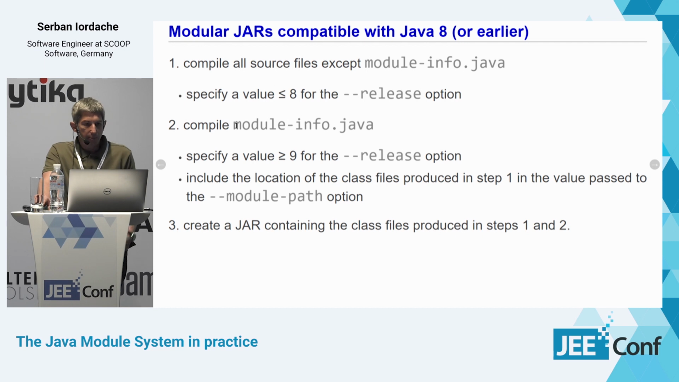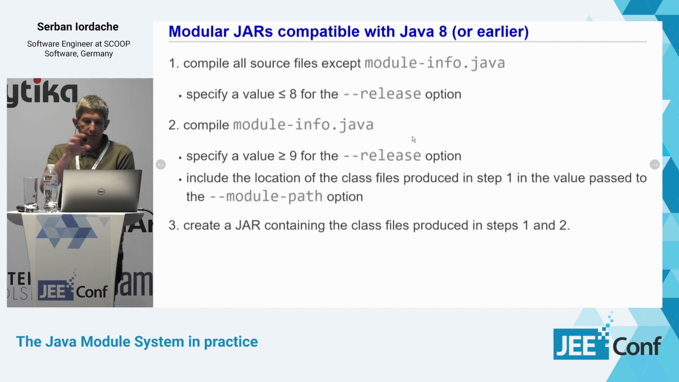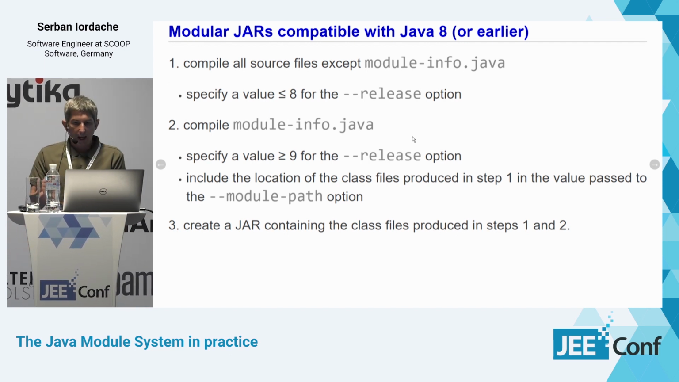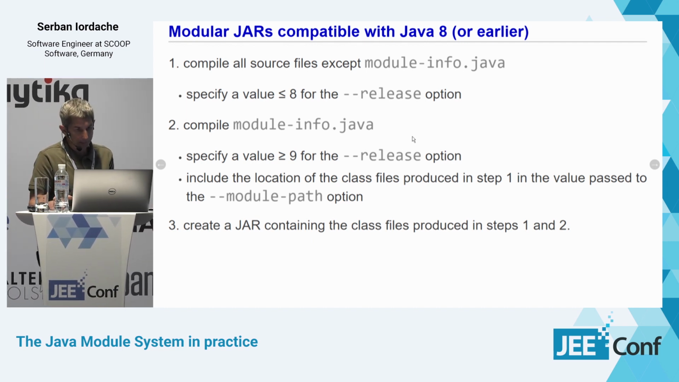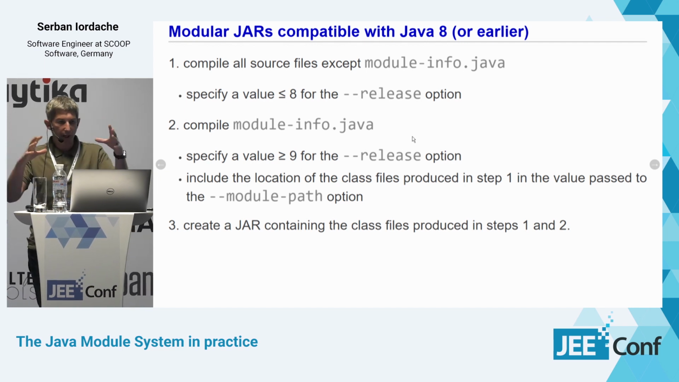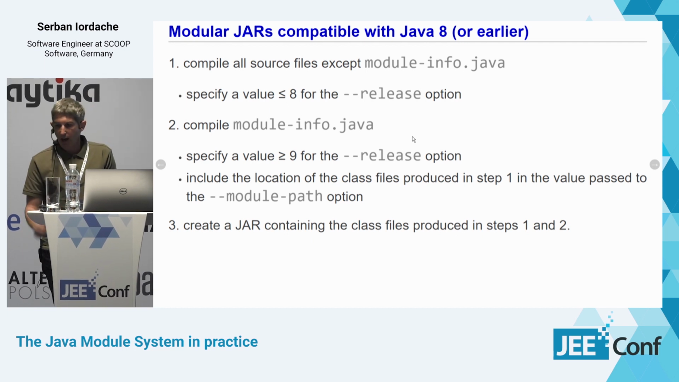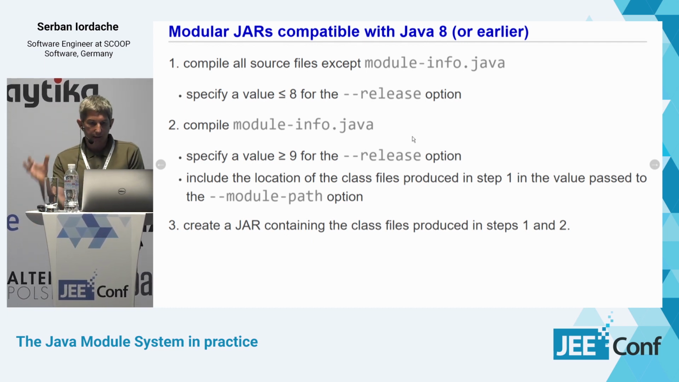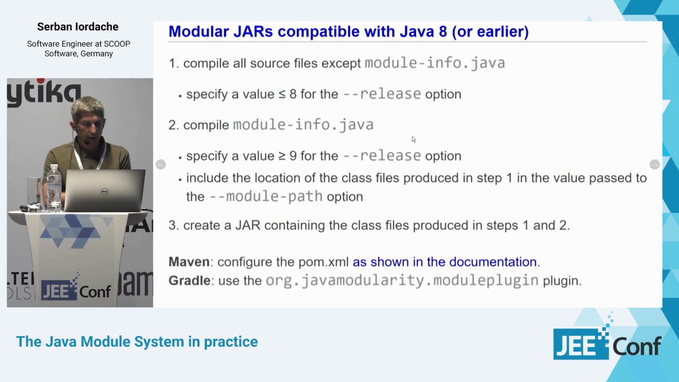And then you compile separately the module-info.java using a value greater than or equal to 9 for the release option. And when you do this, you also need to add all the files produced in step 1 to the module path. And then you just combine all the classes produced in the first 2 steps, and you have a modular jar that is also compatible with Java 8 or an earlier version. And you can do this with both Maven and Gradle.